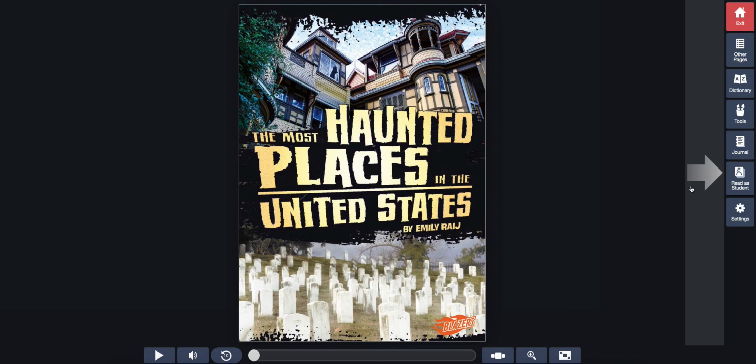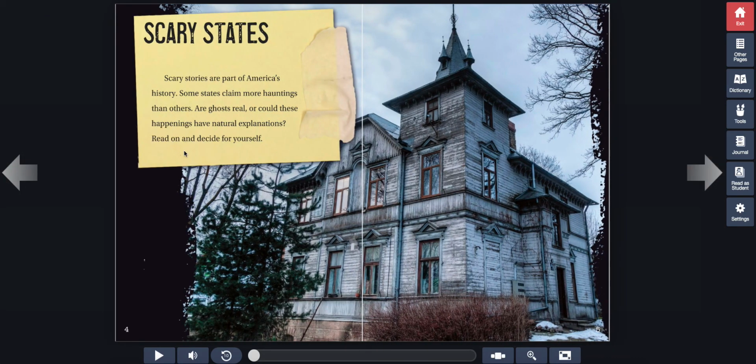Yeah? So, the name of this book is The Most Haunted Places in the United States, and it's by Emily Reich, okay? So, Vale, can you please help me reading this first part? Go ahead. Scary states. Scary stories are part of America's history. Some states claim more hauntings than others. Are ghosts real, or could these happenings have natural explanations? Decide for yourself.